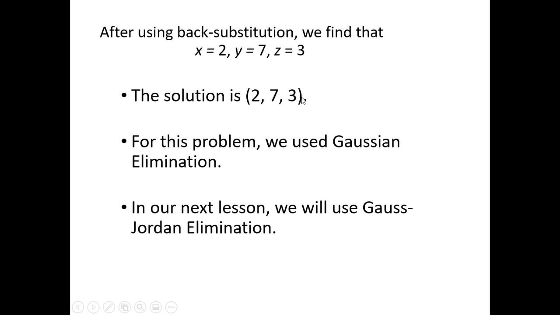We write this as an ordered pair. In this case, it's an ordered triple because we have 3 values since this is in 3D. We had 2, 7, 3. So for this problem, we didn't do a word problem. We use Gaussian elimination. In our next lesson, we're going to use Gauss-Jordan elimination, which is going to take this a little bit further, and we're going to more easily be able to see the answers without having to do too much back substitution. But again, we'll explain that in our next lesson. So let's not worry about that here.